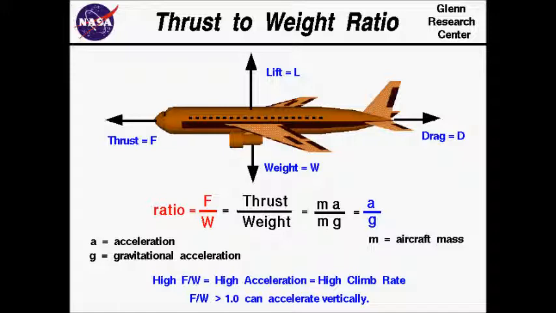The ratio of thrust to weight is equal to the mass of the aircraft times the acceleration over the mass of the aircraft times the gravitational acceleration, which can be simplified to acceleration over gravitational acceleration. A high thrust-to-weight ratio indicates a high acceleration or high climbing rate of the aircraft.